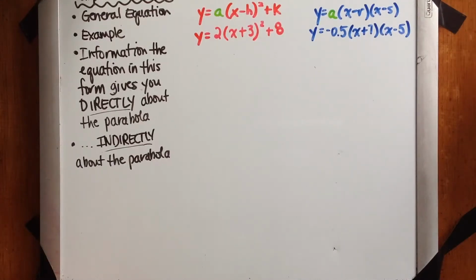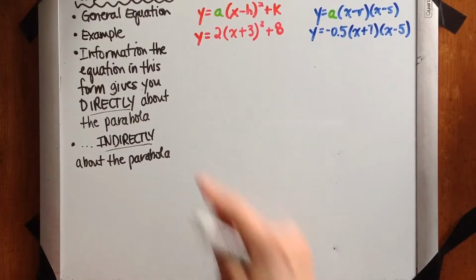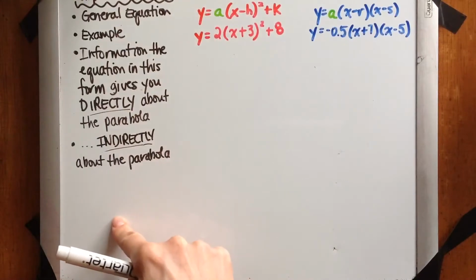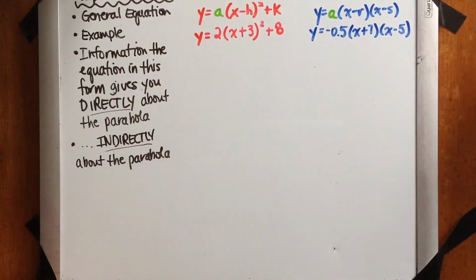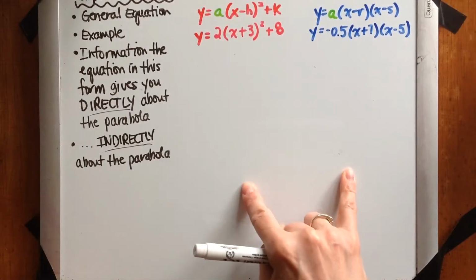Let's do one final comparison between vertex form and intercept form of a quadratic equation. So what I've done here is I've listed a number of criteria that we're going to use to compare and contrast these two forms. I've got vertex form listed in red and intercept form in blue so we can see them all side by side.